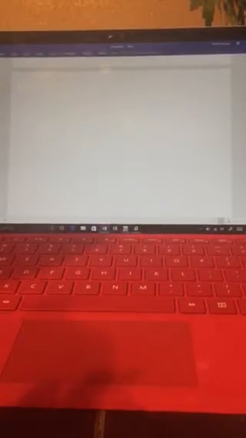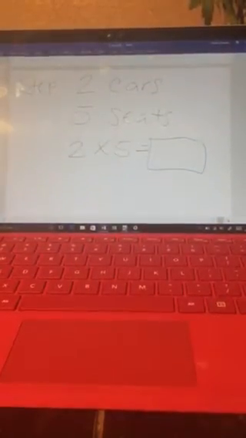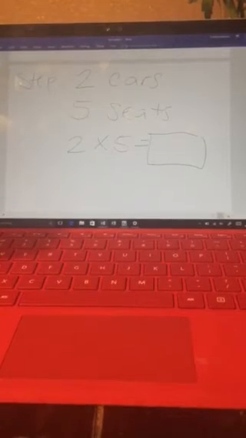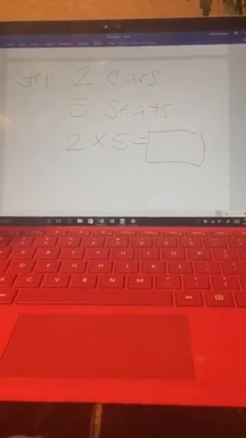Now you do one. If you have 2 cars and each car has 5 seats, how many seats do you have all together? So just keep in mind that multiplication is repeated addition. The product you get when you multiply is going to be the sum you get when you add.